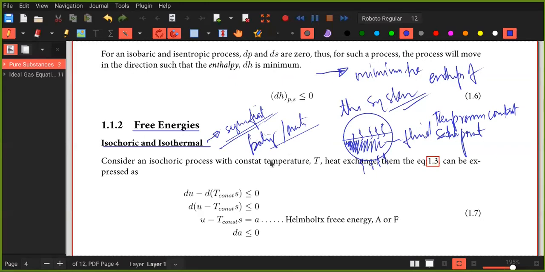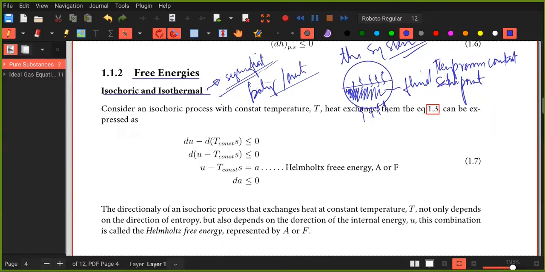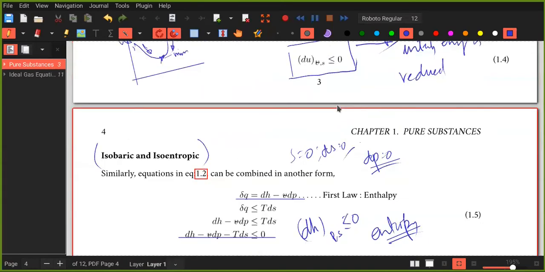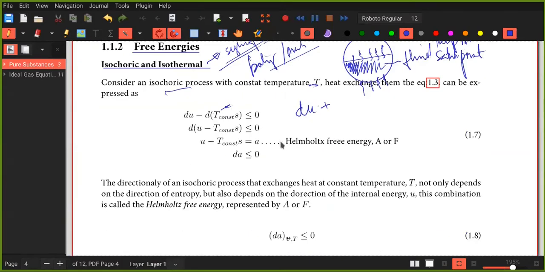So in this practical case, we can see for an isochoric process, the temperature is a constant thing, and the volume is also a constant. So we can rewrite this equation as d of U at constant T, S should be less than or equal to 0. This is because we had dU plus PdV minus TdS should be less than or equal to 0. As we had a constant volume process, dV drops out.